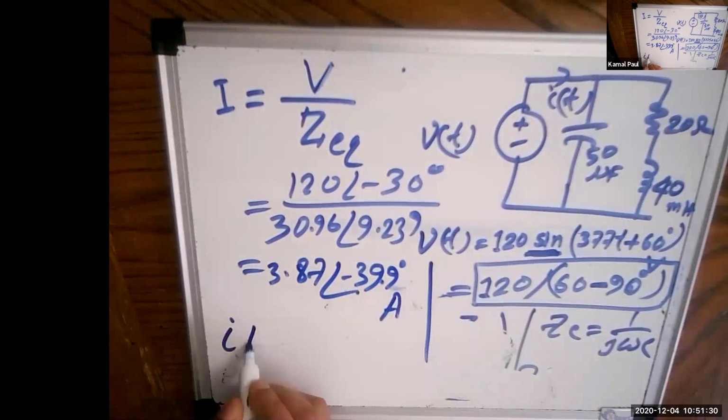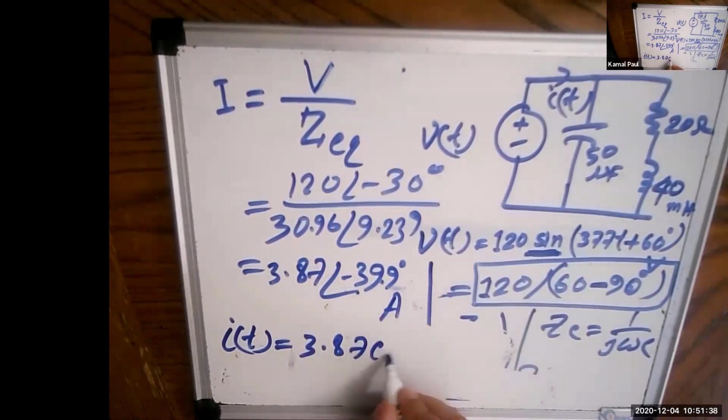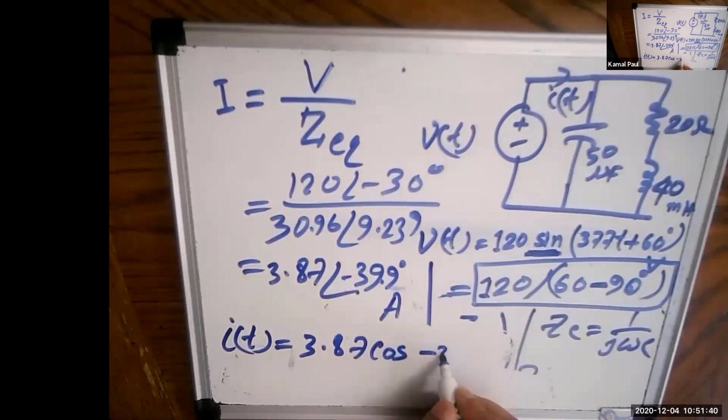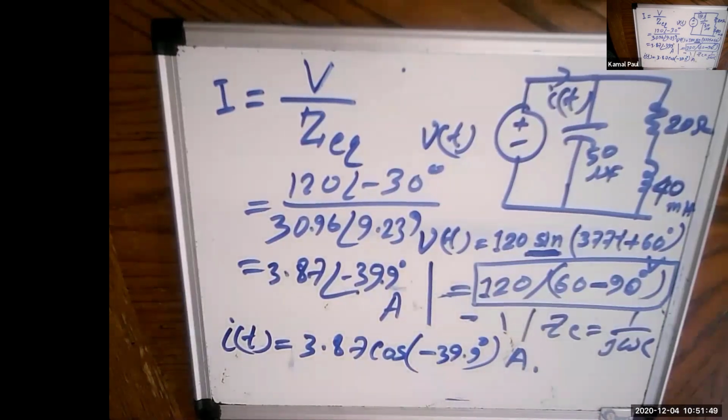Now you have to convert it into the time series format, right? So 3.87 cosine of minus 9.9 degrees ampere. That's pretty much the basics.